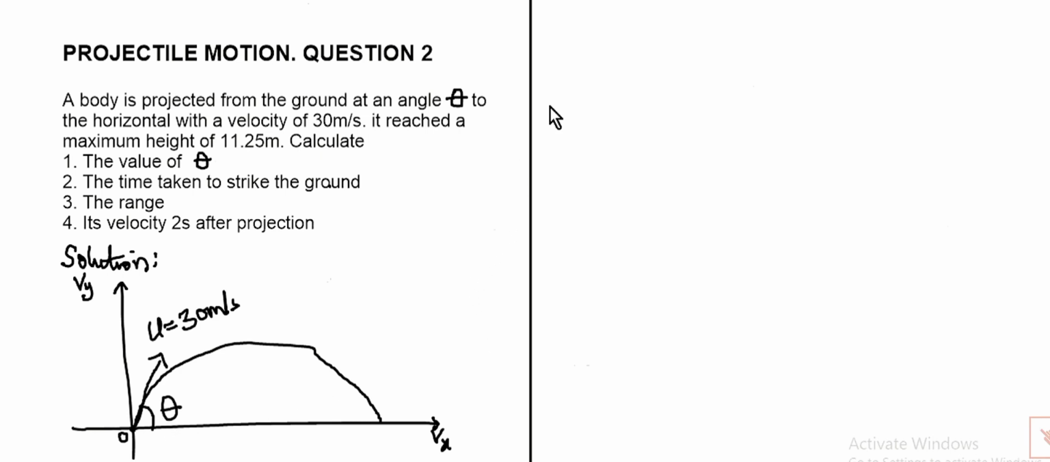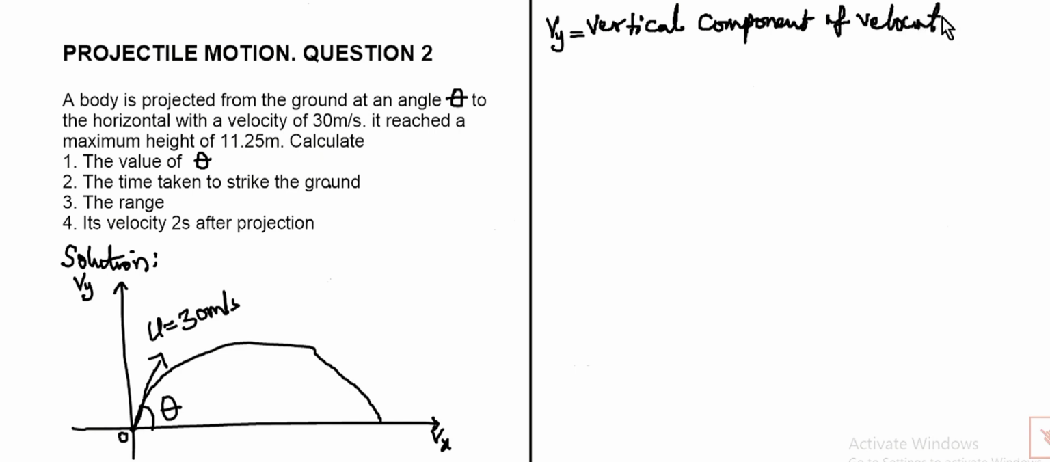What I want you to understand is, first, there is something we call the vertical component. This Vy is given as the vertical component of the velocity. And the initial vertical component of this velocity, let me say Uy, is given as u sine theta. That is the initial vertical component.